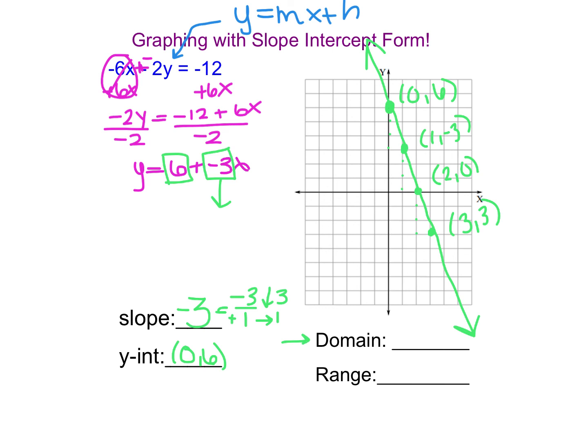Then to end, I need to determine my domain. Because it's going forever left and right, my domain is all real numbers. And because it's going forever up and down, my range is also all real numbers.